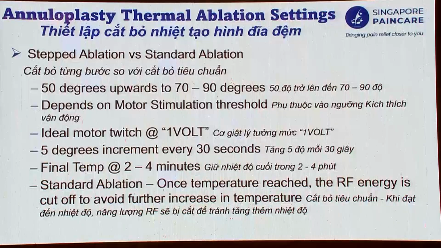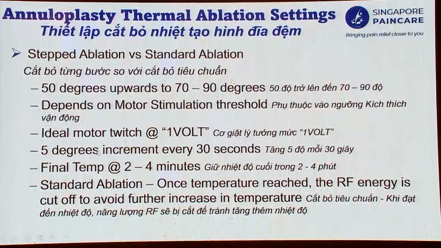If I find that I'm too near the nerve during my motor stimulation of the annulus itself, if I find that at 1 volt there is a motor response, then I may want to scale down my maximum temperature to about 70 degrees rather than 90.